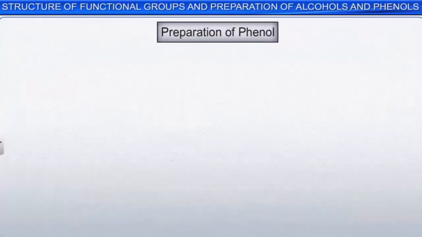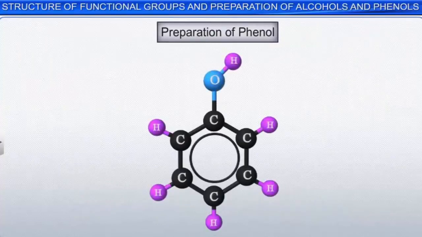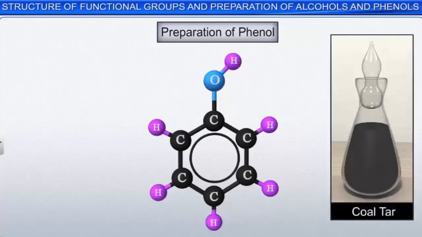Let's turn our attention to the preparation of phenol. Phenol, also known as carbolic acid, was first isolated from coal tar in the 19th century. Phenol can be synthetically prepared from benzene derivatives.